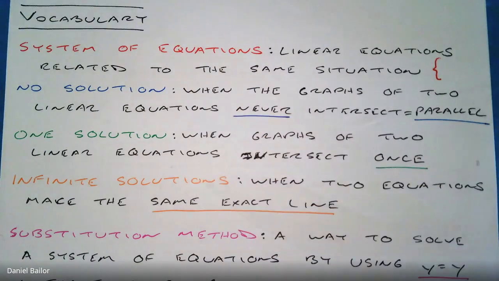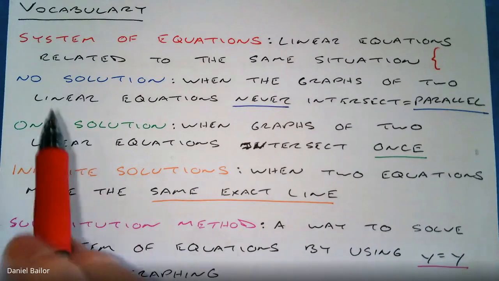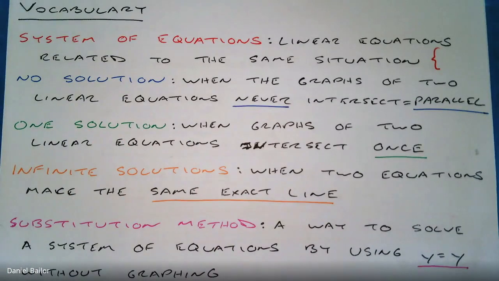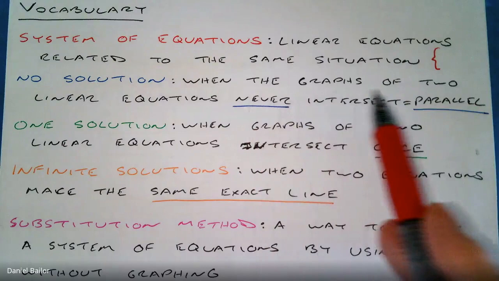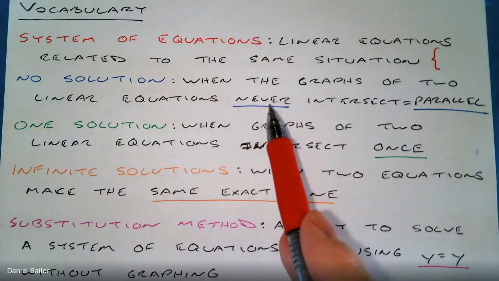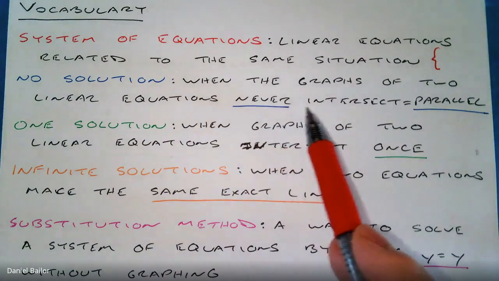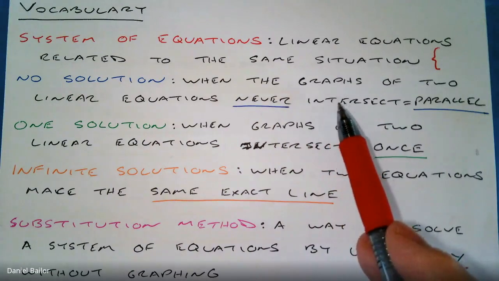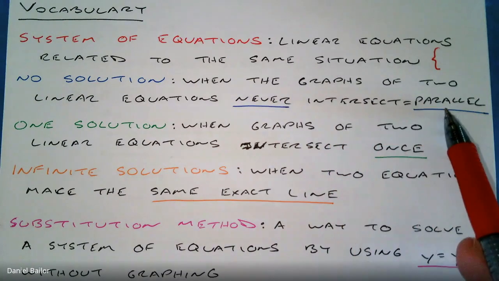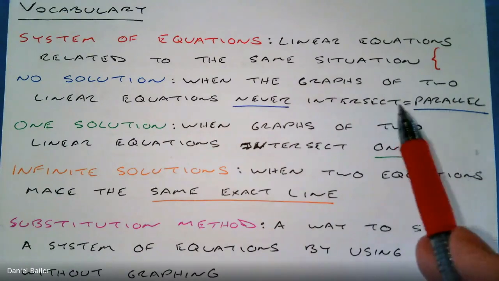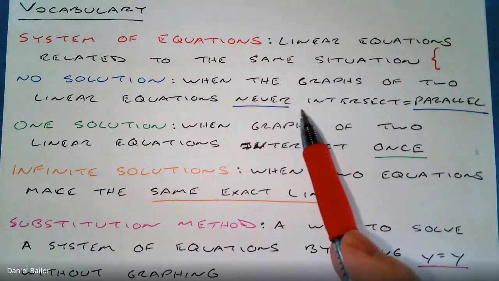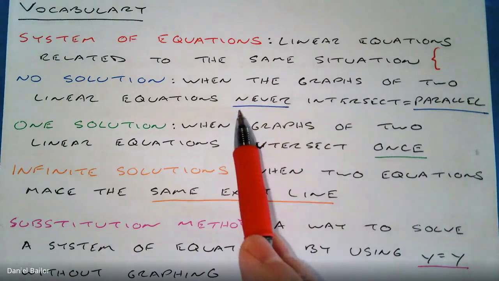The next 3 terms we have are all connected to how many solutions a system can have. So sometimes a system will have no solution, like we saw in the last lesson, lesson 26, about parallel lines. No solution is when the graphs of the 2 linear equations never intersect. If the graphs never cross, if they never intersect, then the system has no solution. This means the lines are parallel. So parallel lines have no solution because the graphs never intersect. Sometimes systems have no solution.